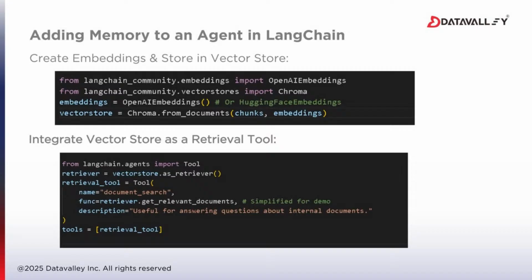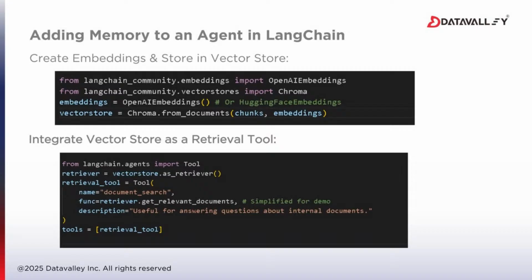Next, we are using this retrieval tool. What we are making here is a tool, and in that tool we are passing three parameters: name, function, and description. The name is document search, which means this is the name that the LLM will use to refer to this tool. If you have seen yesterday's video, we covered how the LLM retrieves the tool's name also.